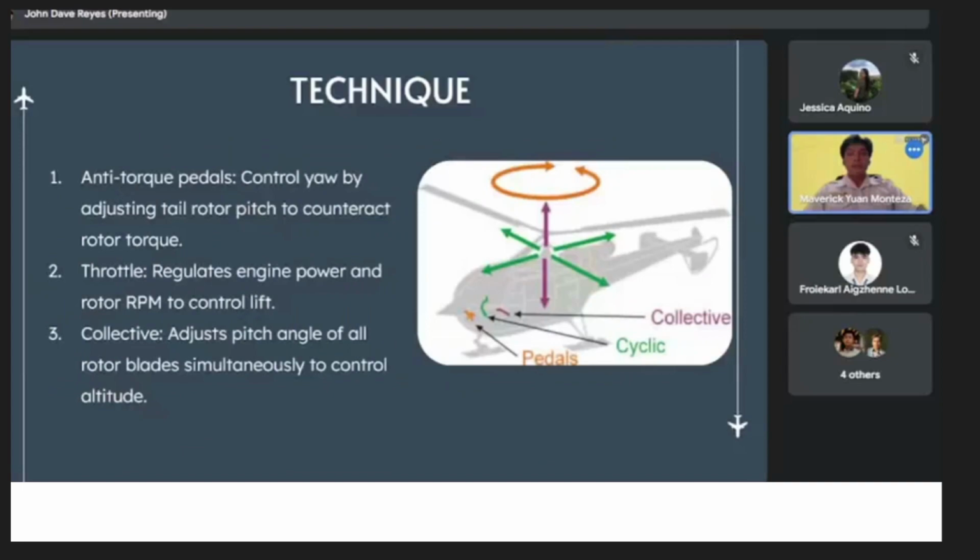Before giving a visual representation of the technique of a hovering turn, let's familiarize ourselves with these three controls. As mentioned, we have the anti-torque pedals, which control the yaw by adjusting tail rotor pitch to counteract rotor torque. Next, we have the throttle, which regulates engine power and rotor RPM to control lift. And lastly, we have the collective, which adjusts the pitch angle of all rotor blades simultaneously to control altitude.